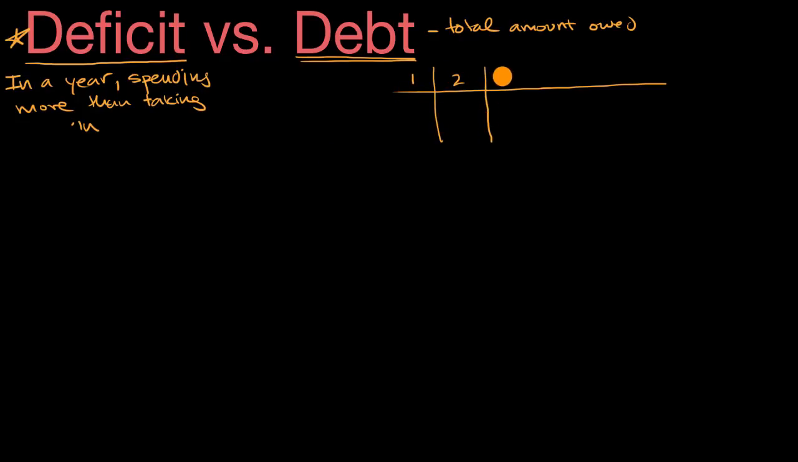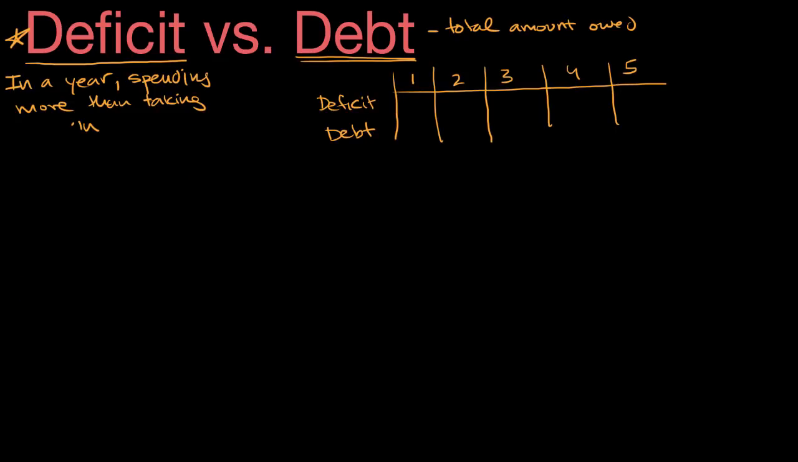A debt, on the other hand, is the total amount that you owe. So total amount owed. Now, these are clearly related. Let me make a hypothetical government here. So let's say year 1, year 2, year 3, year 4, and I'll go up to year 5. And let's think about the deficit each year, and let's think about the debt each year.